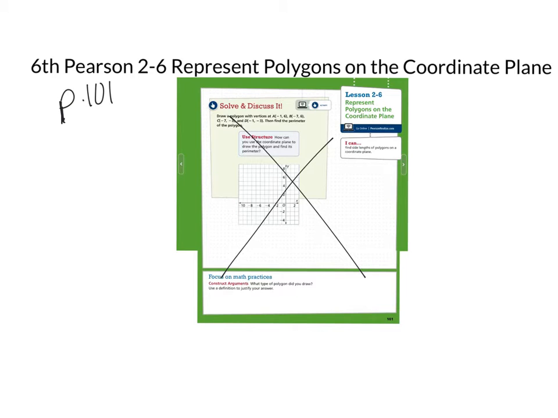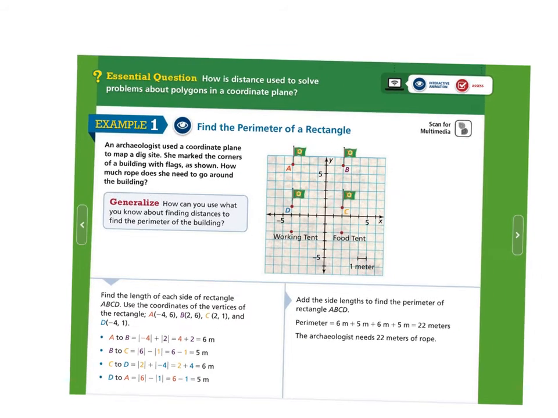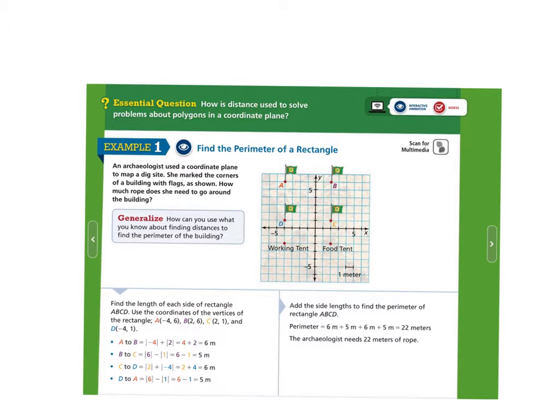Lesson 6 we're looking at is called Represent Polygons on the Coordinate Plane. And basically what we're going to be doing is finding distances and then in a lot of cases finding perimeters of these different shapes. So if we look, this is on page 102.